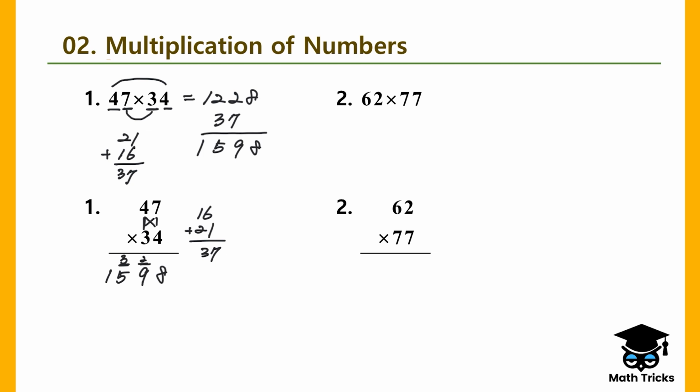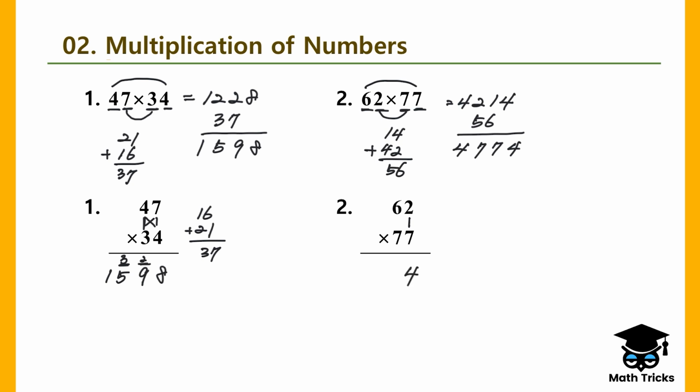Okay, let's try number 2. We have 62 times 77. So 6 times 7, 42. 2 times 7, that's 14. And inside is 2, 14. Outside this number, 42. Add them, 56. So write 56 here, add numbers. 4, 7, 7, 4.